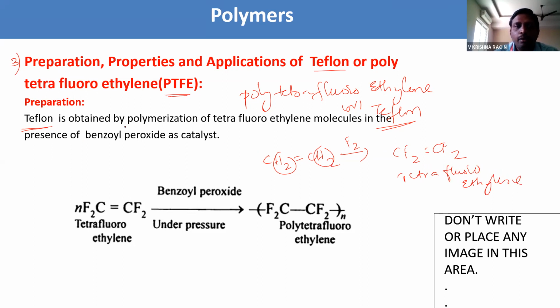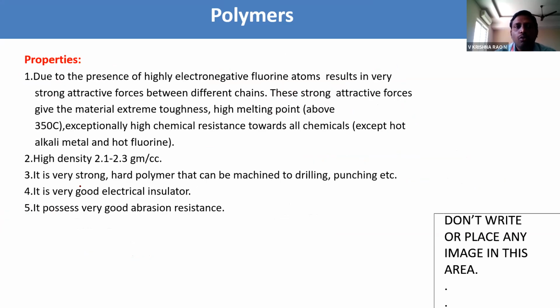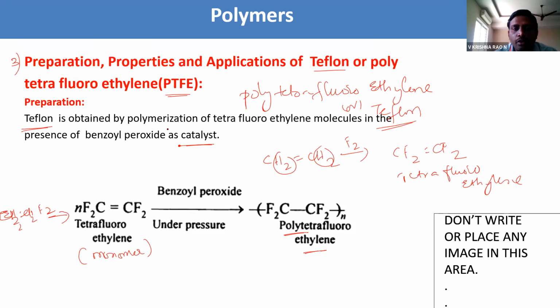Teflon is obtained by polymerization of tetrafluoroethylene. This is the monomer, and on polymerization in presence of benzoyl peroxide as a catalyst, it gives polytetrafluoroethylene. Tetrafluoroethylene is prepared from ethylene, CH2 double bond CH2, in presence of fluorine. Polymerization of tetrafluoroethylene in presence of benzoyl peroxide, which acts as a catalyst, gives polytetrafluoroethylene.